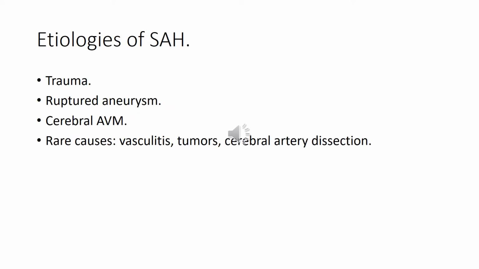Now, what are the common etiologies of subarachnoid hemorrhage? As we mentioned before, trauma is the most common cause of subarachnoid hemorrhage. Ruptured intracranial aneurysm is the most common cause of non-traumatic spontaneous subarachnoid hemorrhage. Bleeding from a cerebral arteriovenous malformation is the second most common cause of spontaneous subarachnoid hemorrhage. Other causes include vasculitis, tumors, and cerebral artery dissection.